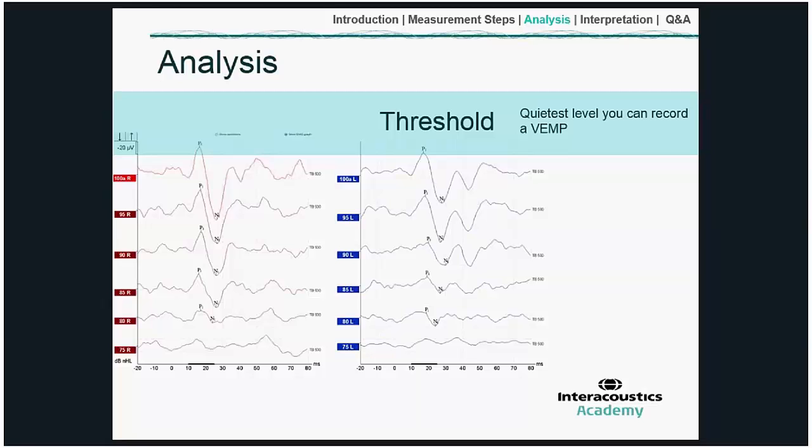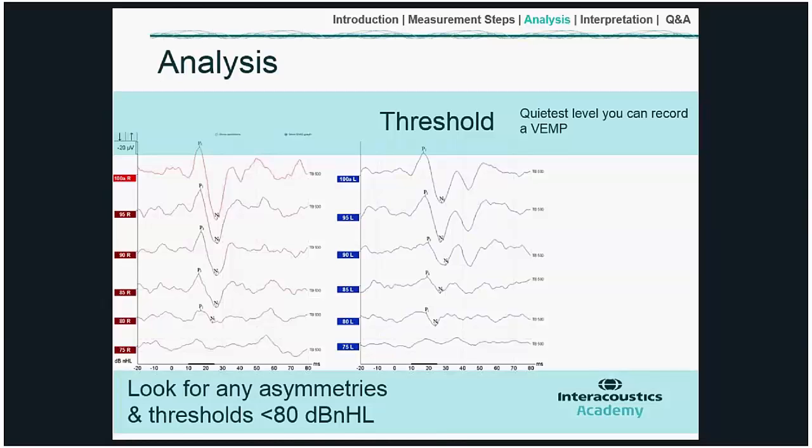We'll look at an example of where that could cause a problem later on. But really, when you're looking for the threshold, you want to be looking for any asymmetry. So can one ear record to a much lower threshold than the other ear? And also you want to be looking at really how much lower than 80 dB NHL we can be recording, and anything very much lower, so sort of between 60 and 80, then you want to see whether or not there's sounds coming in through a different mechanism, particularly if there's an asymmetry.